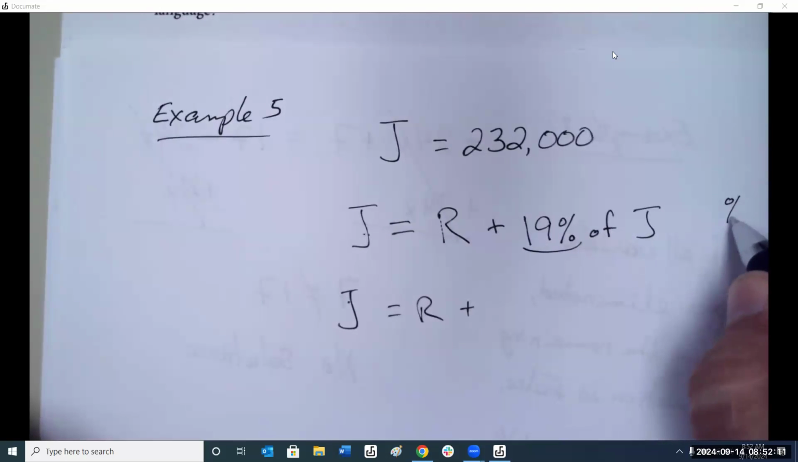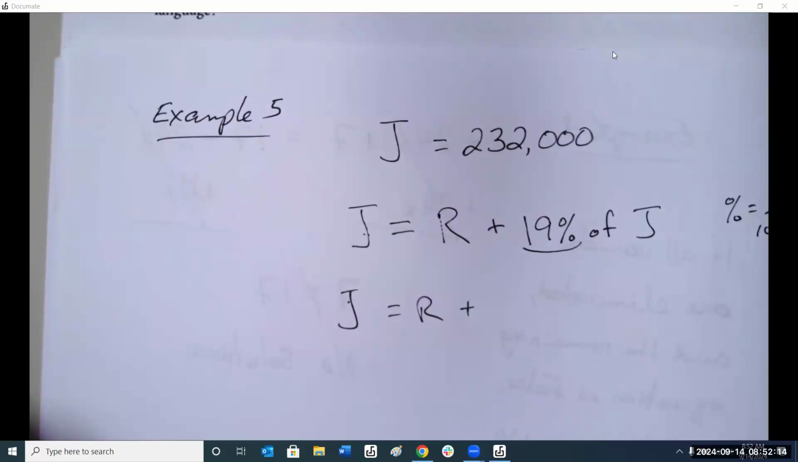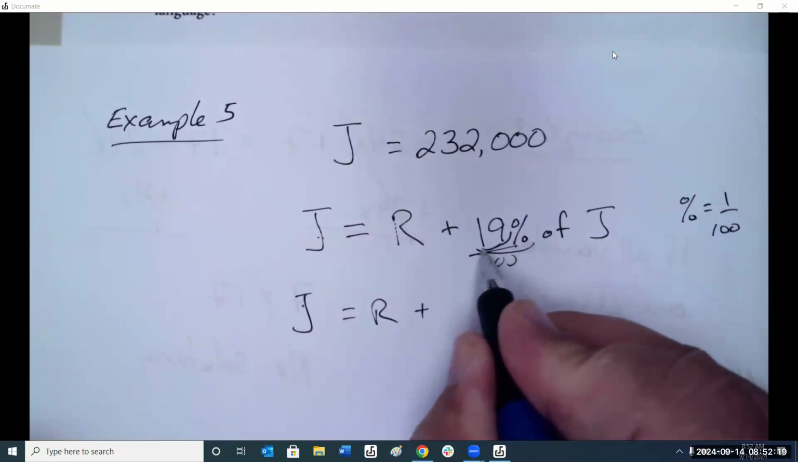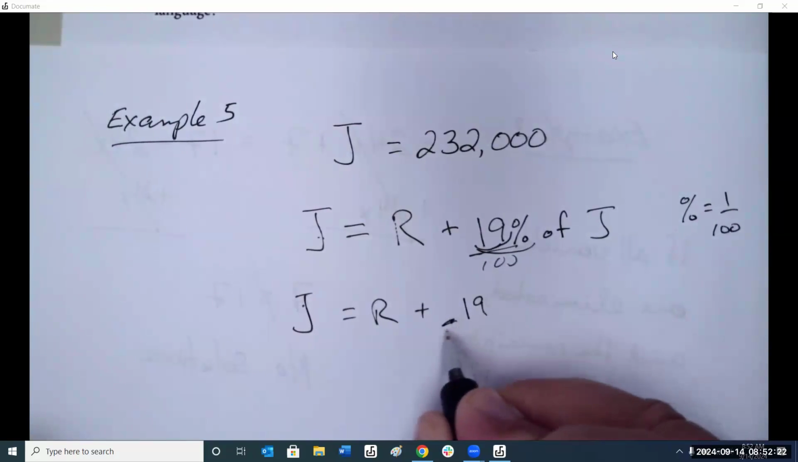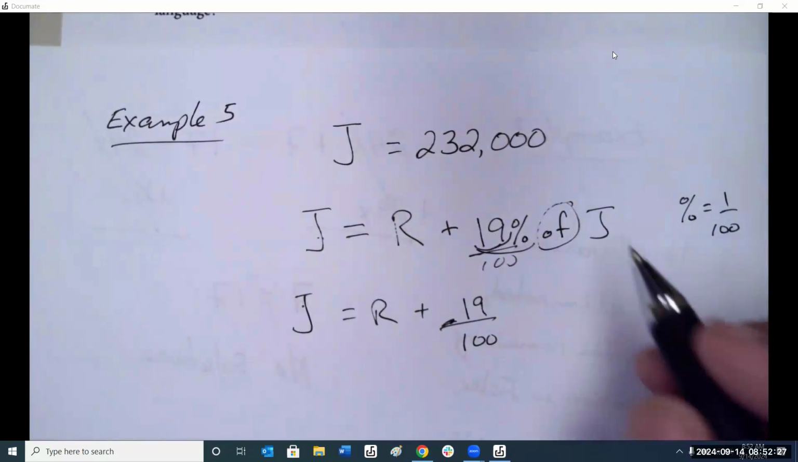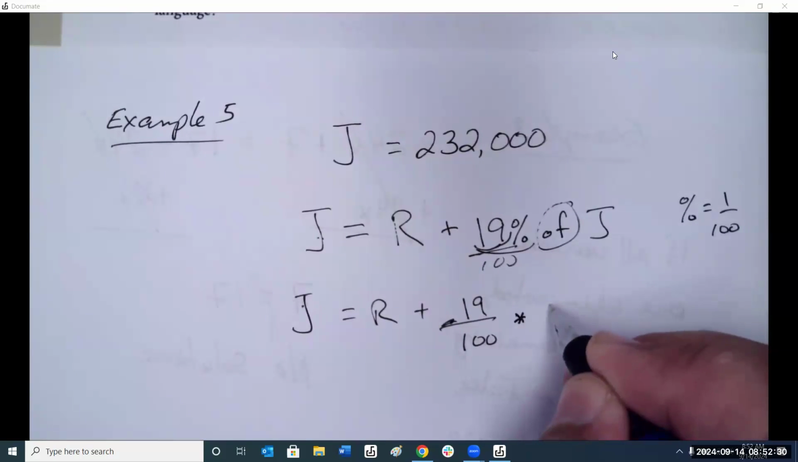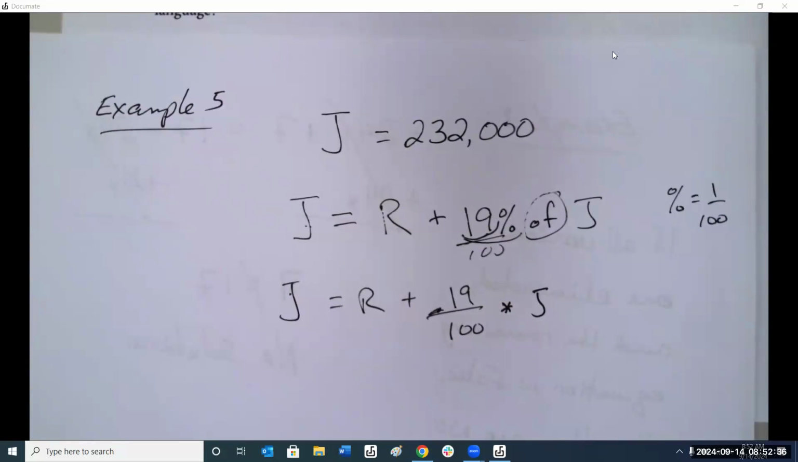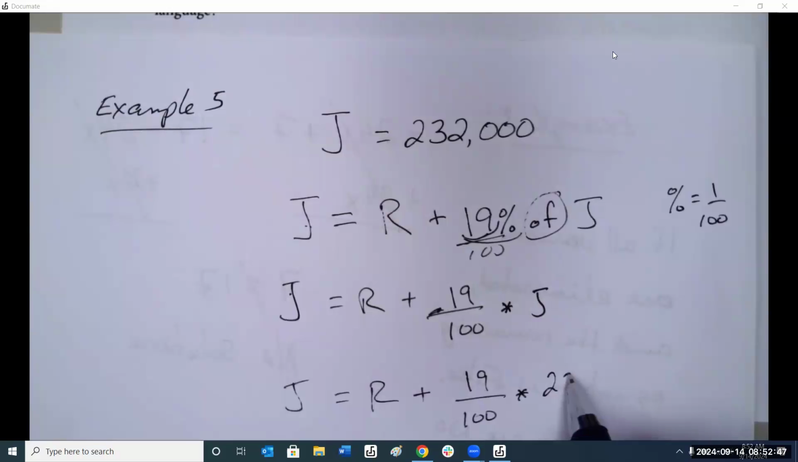19% really means 19 over 100, so this divided by 100. Move the decimal, so it's 0.19. Or yeah, you said 19 divided by 100. The word of, whenever we deal with math of percentages, of means multiplication. So what we have right now, let's put in all the numbers that we know. We have 19 over 100 times 232,000.